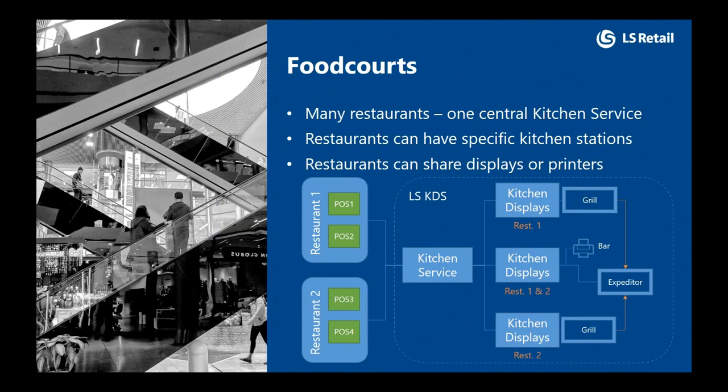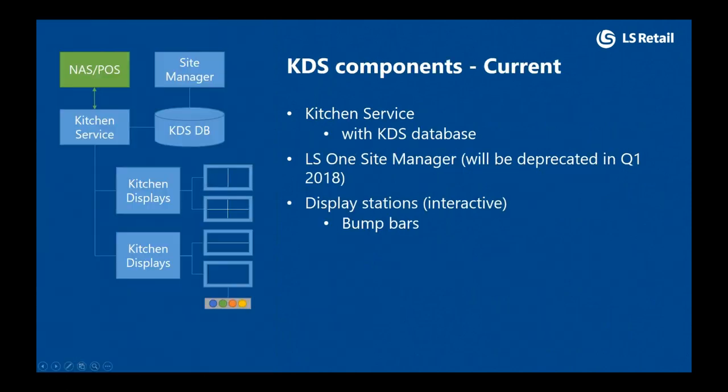So in this case, you have two restaurants with different POSs, and they are both sending to the same kitchen service. Restaurant one is sending to the kitchen display for restaurant one, and maybe they share the expediter, which is showing both from restaurant one and restaurant two, and then restaurant two is on a different kitchen display station.